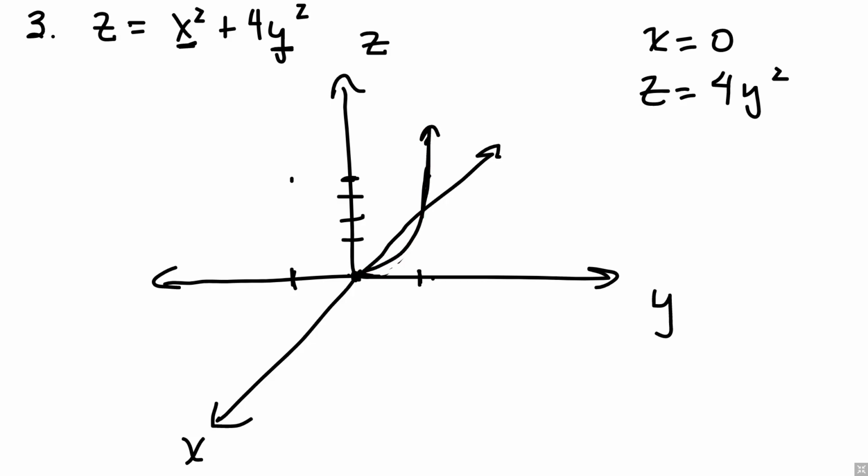Now, please keep in mind that this is not crossing the x-axis at all. Okay, it's not intersecting with the x-axis at all. All right, then the other aspect is that if I let y be 0, I'm going to have z equal to x squared. Okay, so we're going to be along the x-axis this time. So we can go 1 positive, 1 negative. Now, it is going to be going up.